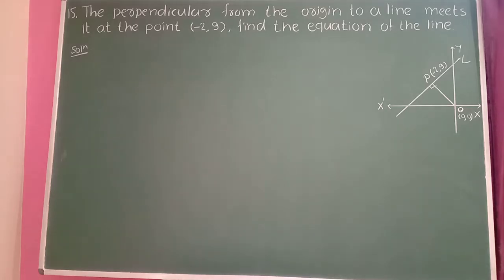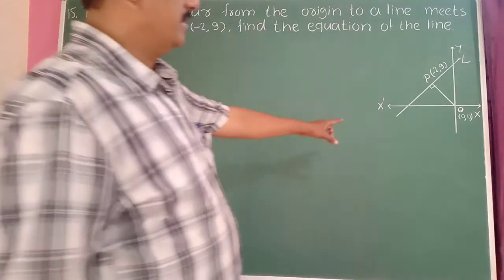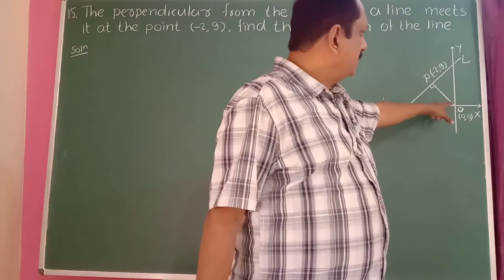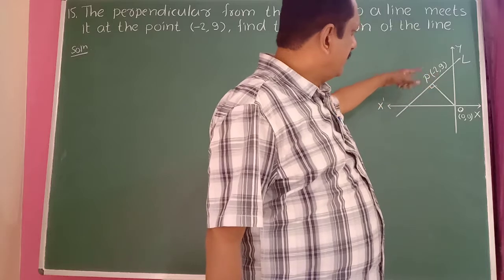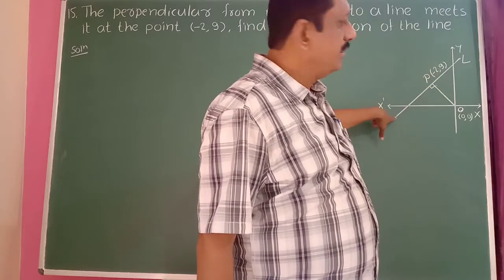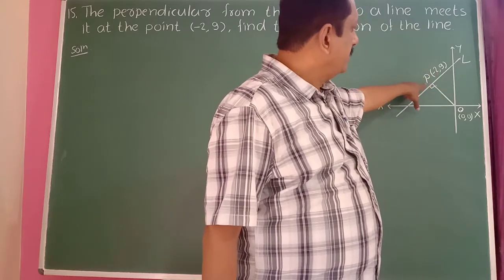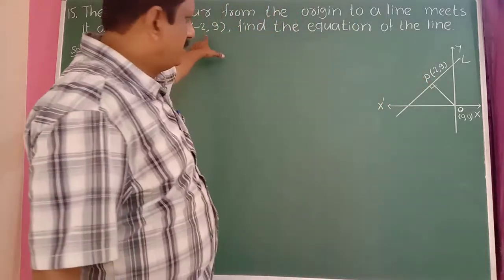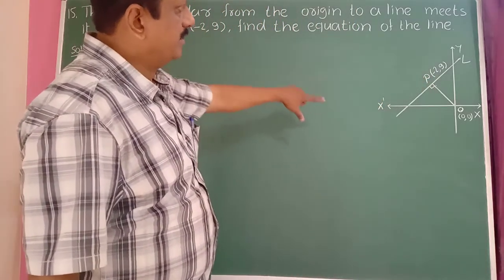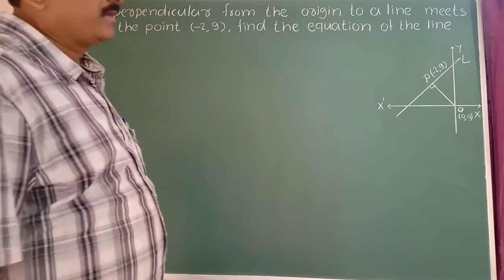The perpendicular from the origin to a line meets it at the point (-2, 9). Find the equation of the line. Here this is the line, and OP is a line perpendicular to it. This is the required line. The point P is (-2, 9), already given. Then find the equation of the line.